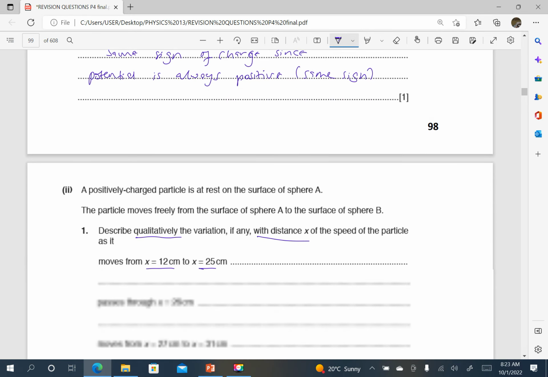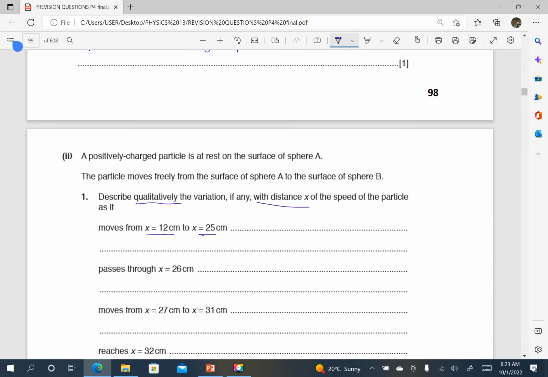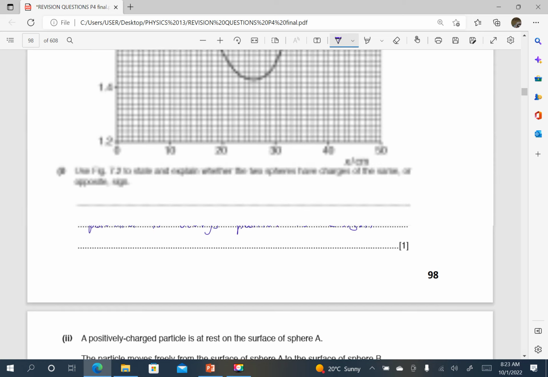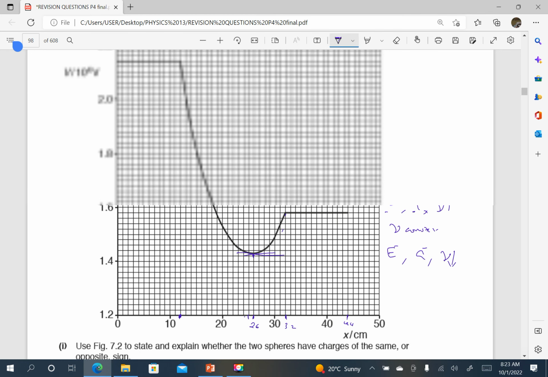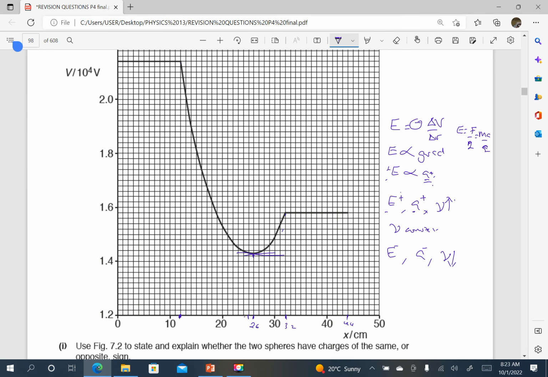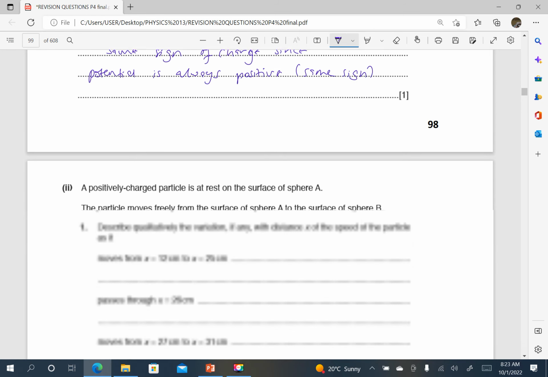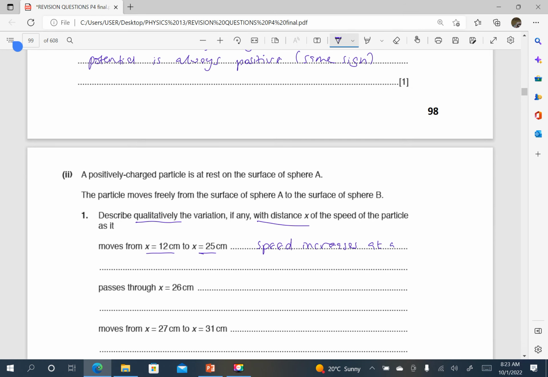So we have seen now from x equals 12 to x equals 25, I have explained how we see that the speed is increasing. The speed increases. When you look at the gradient here, it is negative, but it is decreasing. So it means the speed is increasing at a decreasing rate, because the gradient is reducing, so the acceleration is reducing. Speed is increasing at a decreasing rate.